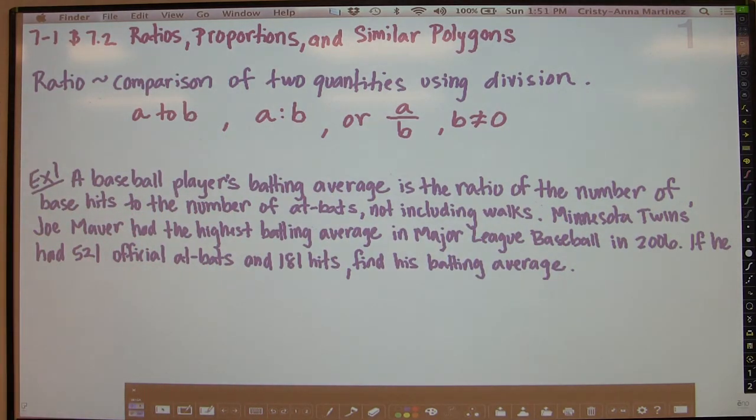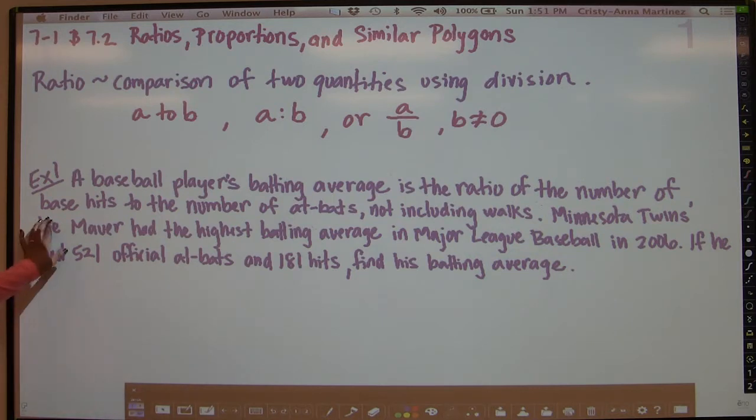So we're going to have our first example here. It's real basic and straightforward. A baseball player's batting average is the ratio of the number of base hits to the number of at-bats.